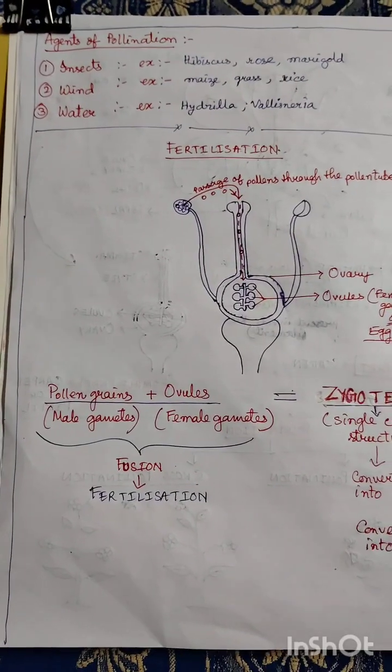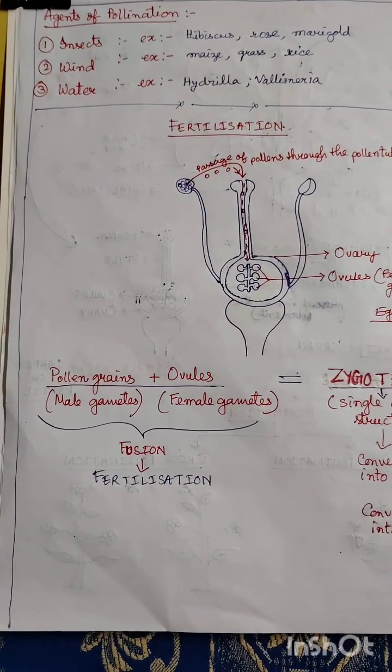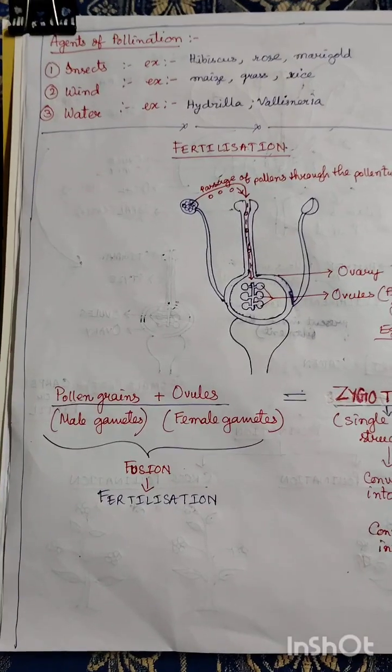Agents of pollination means by whom the pollination occurs.